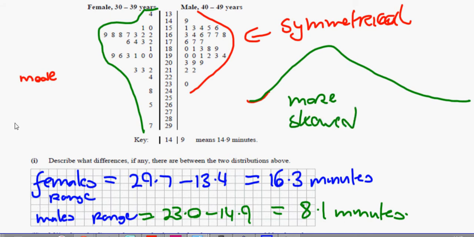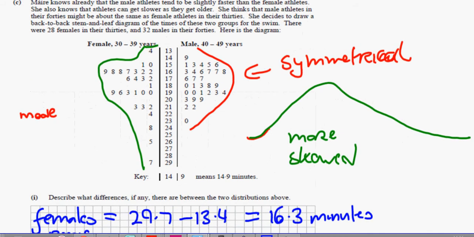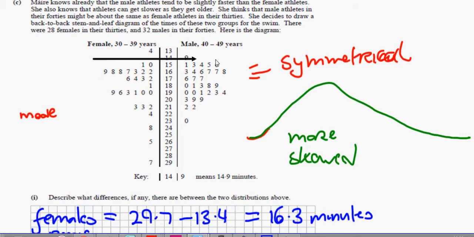Now, Moira drew the diagram because she thought these two groups would be about the same. Do you think the diagrams would cause Moira to confirm her belief or change her reason? Well, as you can see, the majority of the grouping are all within the same time interval. So what we can say here is that if we were to take just the range of values from maybe 15 to 21, look what happens here. We'll count how many males we have.